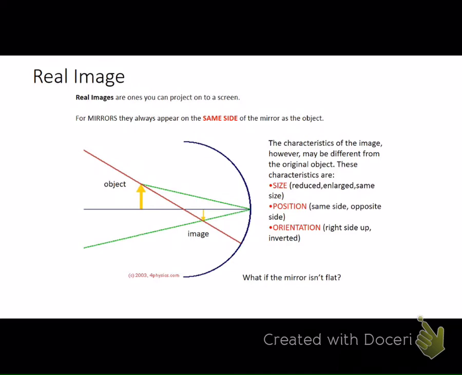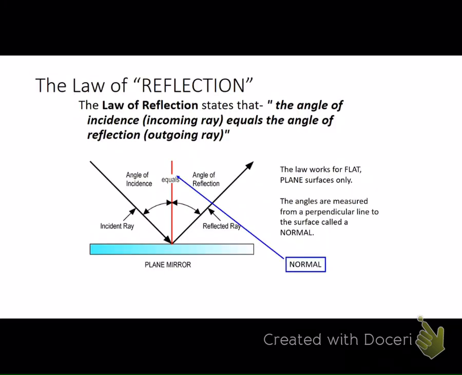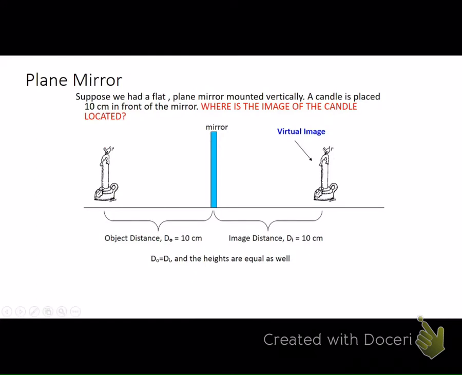For flat mirrors, it's pretty simple. I'll go back to the original thing here. For flat mirrors, we always get a virtual image, always the same distance behind the mirror as in front, and the heights are the same as well.